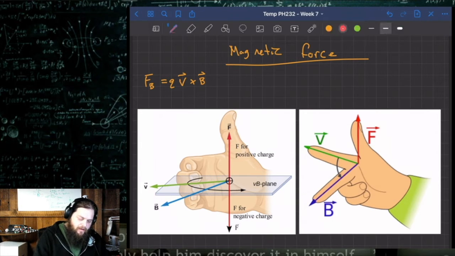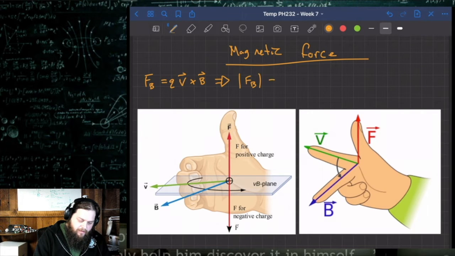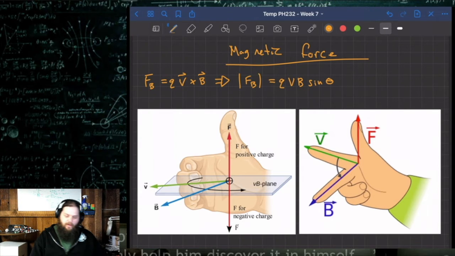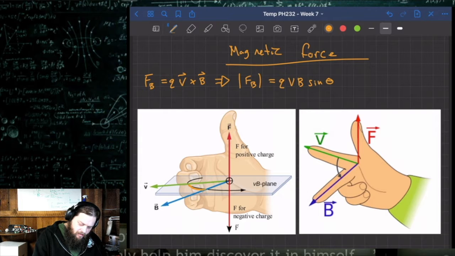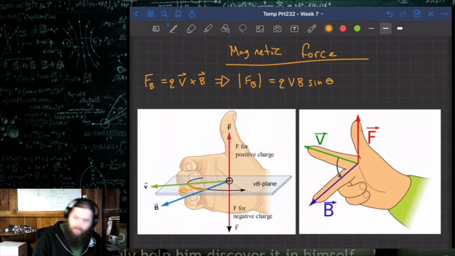Using that to find the directions, we can also find the magnitude, or scalar value, of the force. The magnitude of the magnetic force is going to equal, same idea, q v B. We lose the vectors, but to do that we need sine theta, where theta is the angle between the velocity vector and the magnetic field vector. I'll draw that in red so we can really see it. This is our theta here.